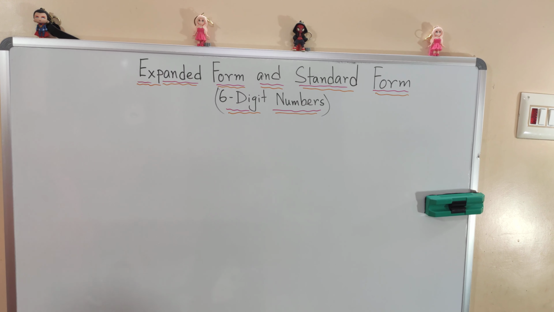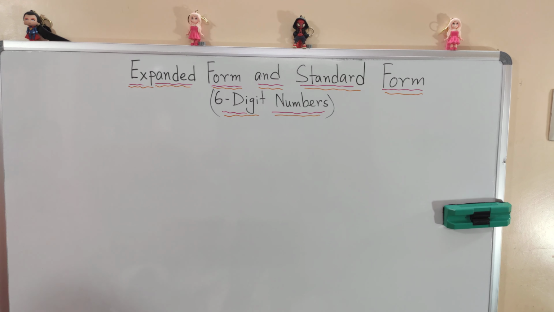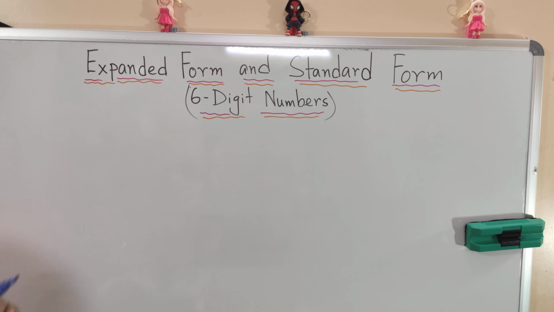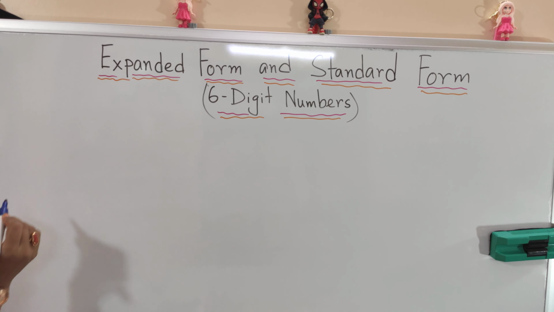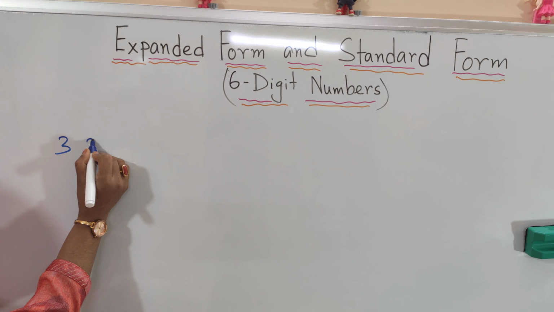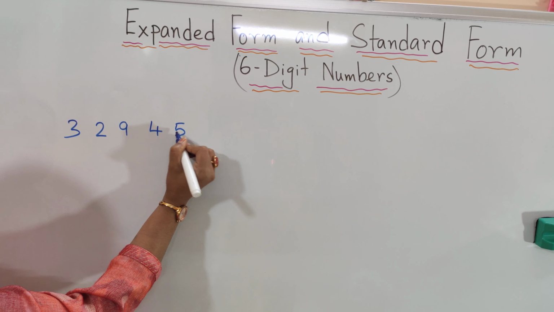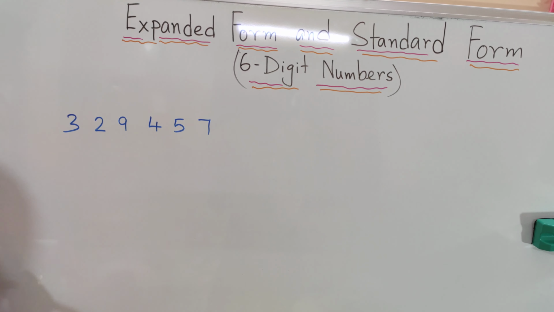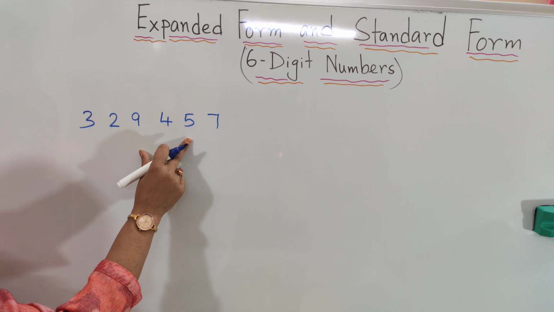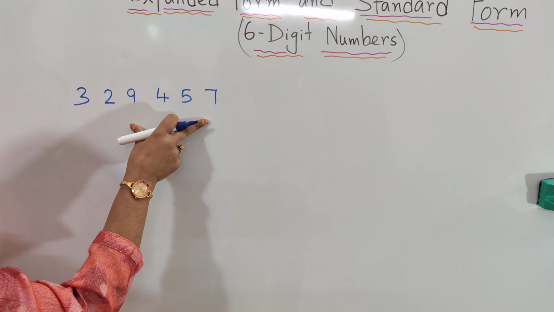Today we will learn expanded form and standard form of a 6-digit number. So for that, let's write a 6-digit number: 3, 2, 9, 4, 5, 7. We can see this is a 6-digit number.